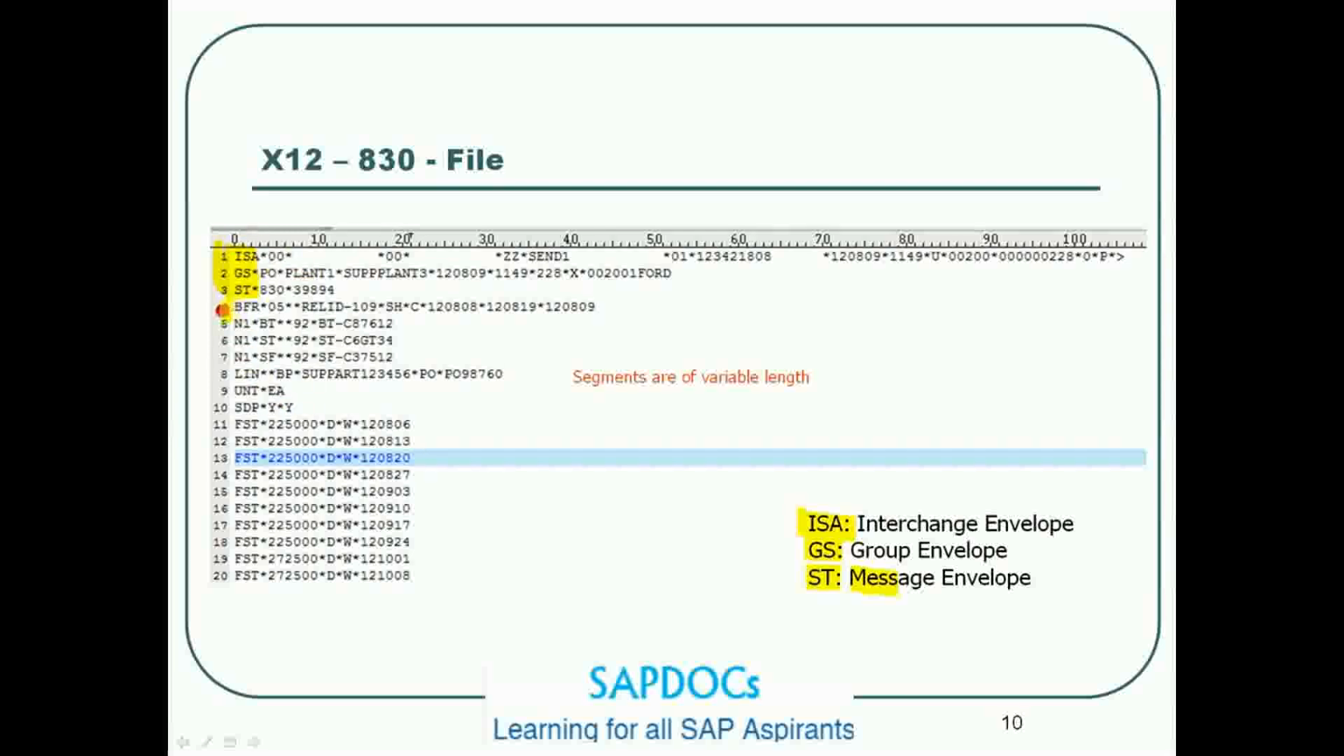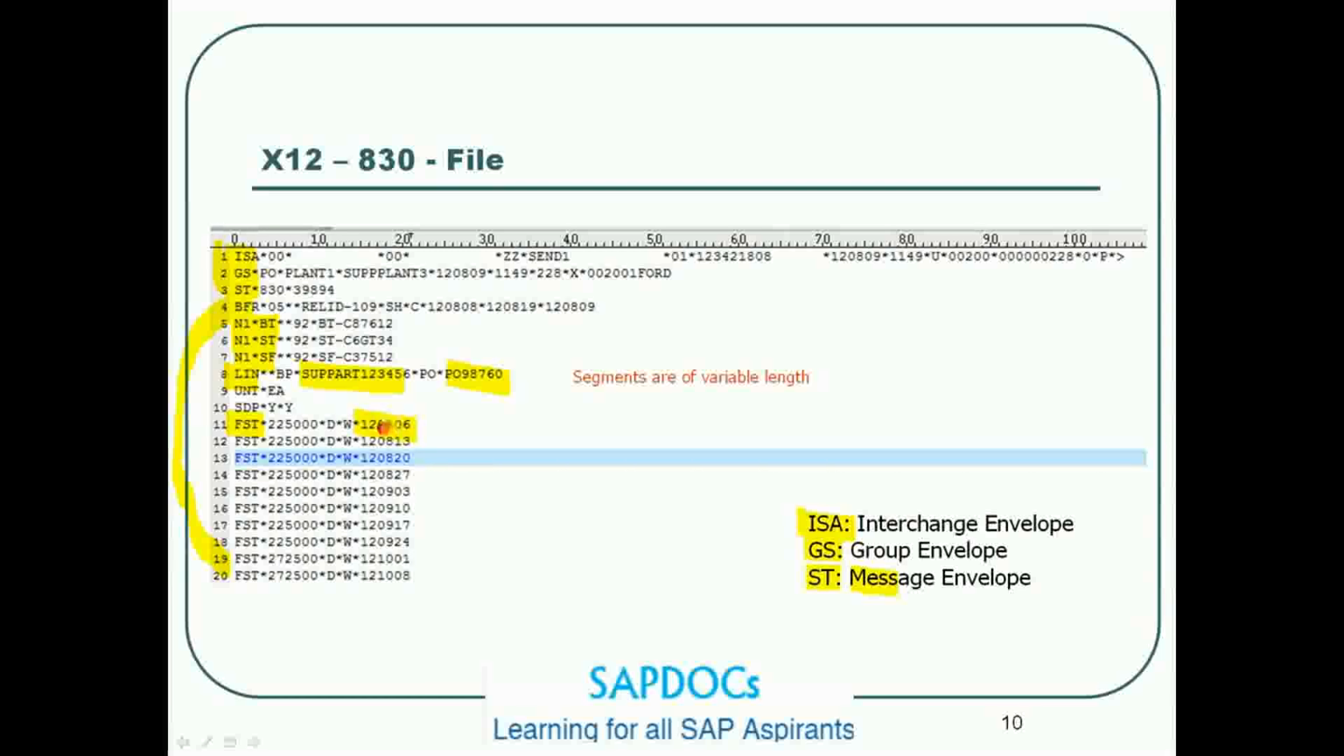After this, the BFR to FST, this is the body of the message. And from BFR, which is the beginning segment, to BT for bill to, ST for ship to, ship from, this is the document header. Starting with LIN, this is the line item segment, which tells the part number, what PO number you had with your supplier, and FST, which is the shipping schedule, saying that I need parts on this given day.